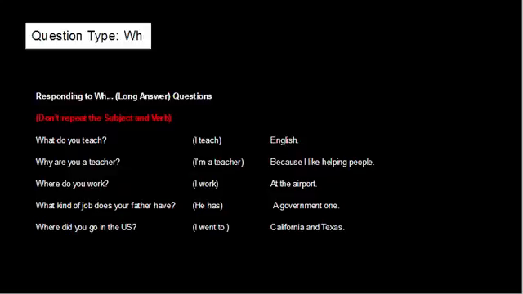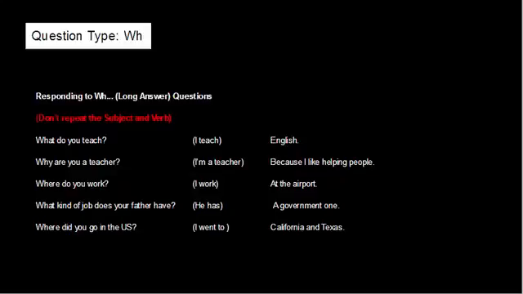Where do you work? At the airport. What kind of job does your father have? A government one. Where did you go in the U.S.? California and Texas. You don't need to say, I went to California and Texas in the U.S. Are you going to repeat in the U.S.? No way. You don't need to repeat. You just need to give the information that this question word is asking for. Okay, I'm almost finished, but I want to talk about the other types of questions.